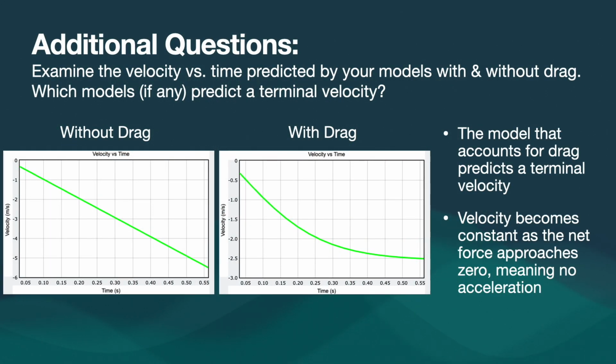Additional questions. Examine the velocity versus time predicted by your models with and without drag. Which models, if any, predict a terminal velocity? So the model that accounts for drag predicts a terminal velocity, and the velocity becomes constant as the net force approaches 0, meaning no acceleration. But we can also see in the graph that without drag is just a linear graph, and then with drag starts to approach negative 2.5.